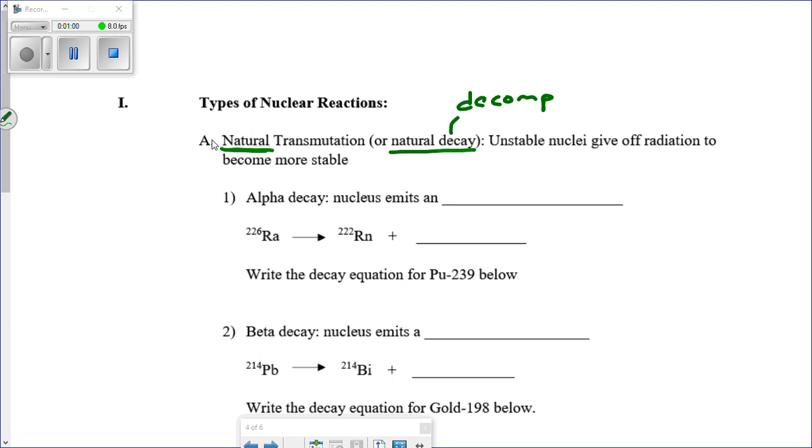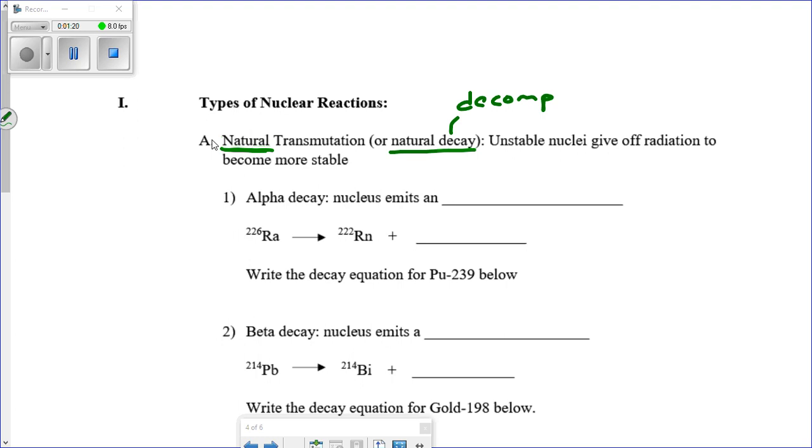What happens is an unstable nuclei, and you should know what an unstable nuclei means from the reading. This is when it gives off radiation in order to become more stable. Things in nature want to become stable. They don't want to be unstable. So they give off a type of radiation. The types of radiation are in table O, and this makes them more stable.